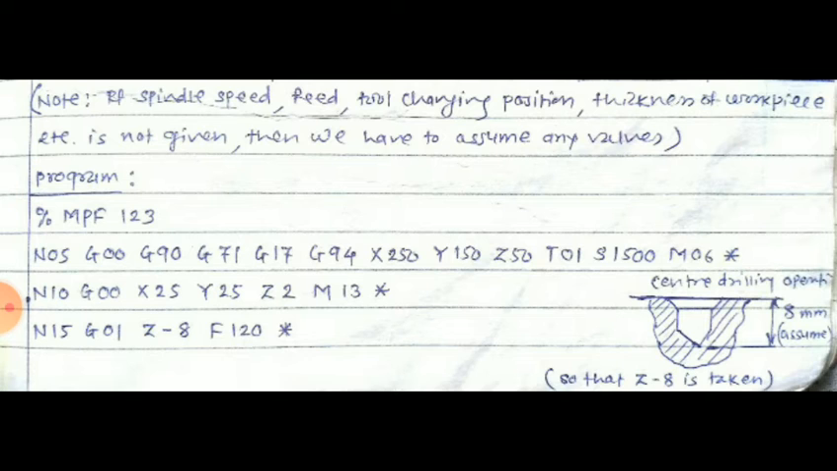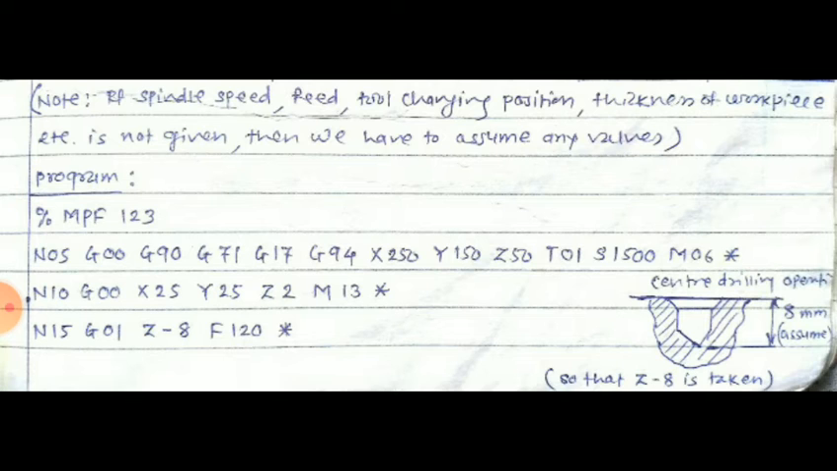And Z2 means the tool is 2 mm above the top surface, because G00 means you have to move the tool rapidly from the tool change position to point number or hole number 1. So the tool should be 2 mm above the top surface, otherwise there will be scratches on the workpiece.